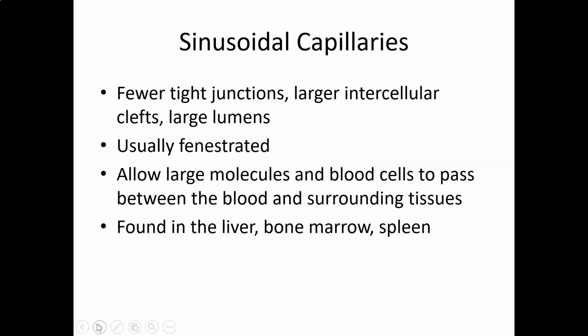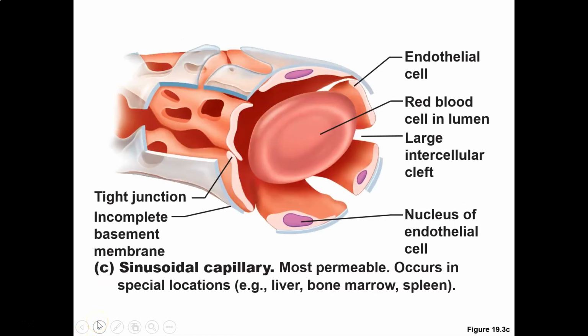The most permeable capillary and the least common is the sinusoidal capillary. Forget tight junctions. There are fenestrations, a bunch of tiny holes. There are also gigantic holes in between the cells. We're not even trying anymore. Cells can get in and out. Red blood cells go in, red blood cells go out. And we find these in places where we want red blood cells to go in and out: the liver, or the spleen, or the bone marrow. So there's a sinusoidal capillary. Giant holes.